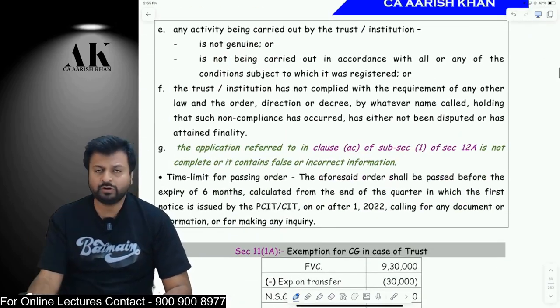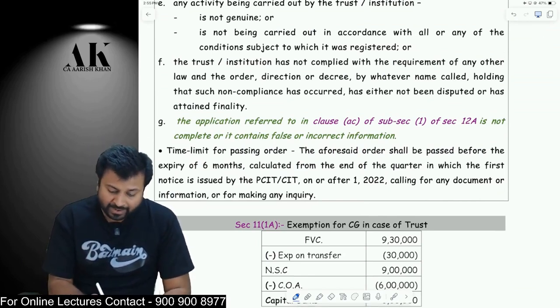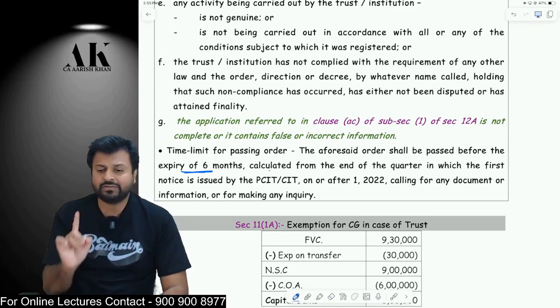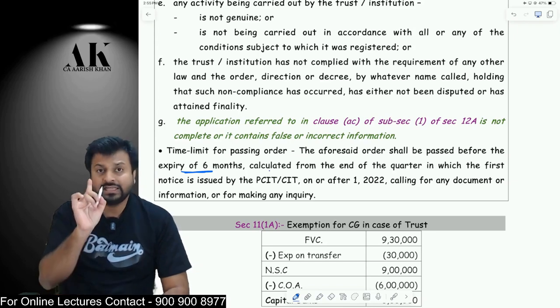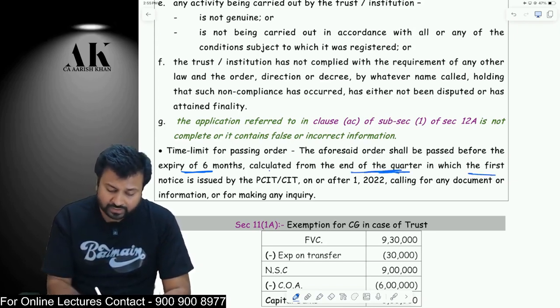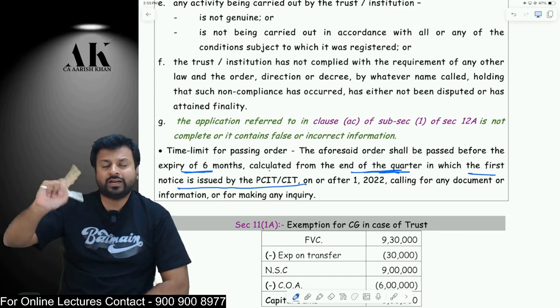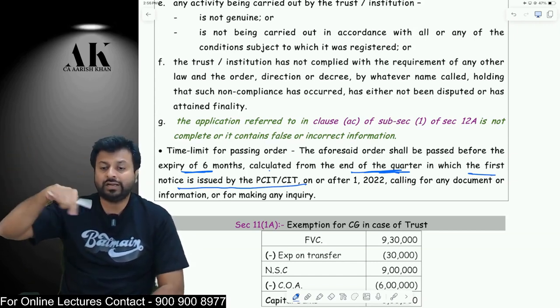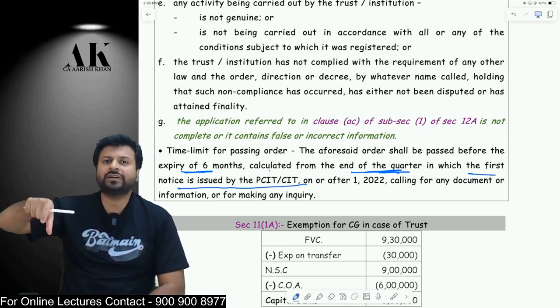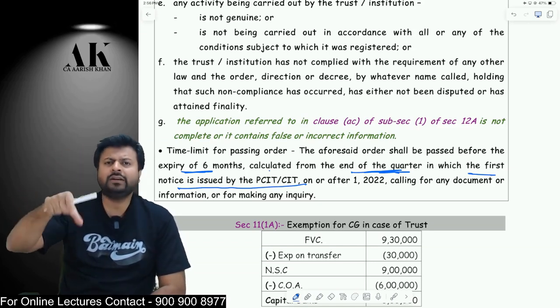Okay, and what is the time limit to pass the order? That is given on the next page, last line in the box. It will be passed within 6 months. The time limit is very different as compared to the other provisions. The time limit is within 6 months from the end of the quarter in which the first notice is issued by the commissioner. Okay, so within 6 months from the end of the quarter. It is not within 6 months from the end of the month or end of the year. So in whichever quarter the first notice was sent, suppose the quarter was October to December, and it was sent in that quarter.